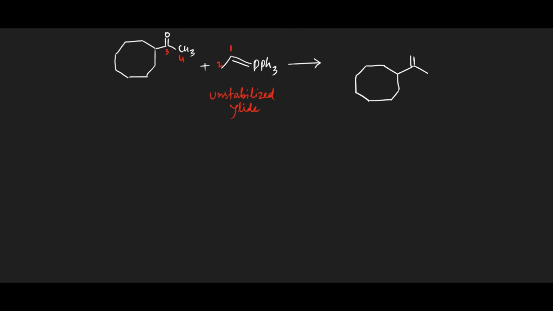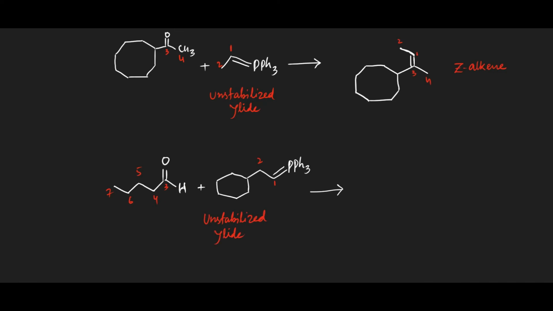Consider this ketone. On treating with this ylide, we can directly write the alkene product by swapping the oxygen with the alkyl part of the Wittig reagent. Since this ylide has an alkyl group attached to the carbanion carbon, it is definitely an unstabilized ylide. Therefore, the alkene product with Z stereochemistry will be formed as the major product. Similarly, when this aldehyde reacts with this ylide, which is an unstabilized ylide, an alkene product with Z stereochemistry is formed as the major product.